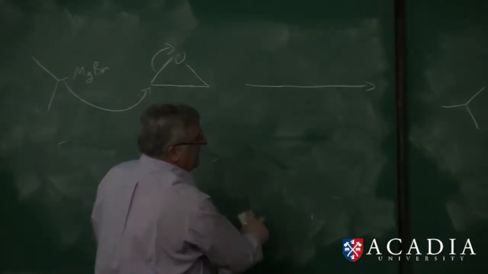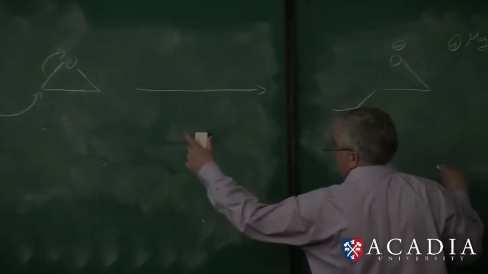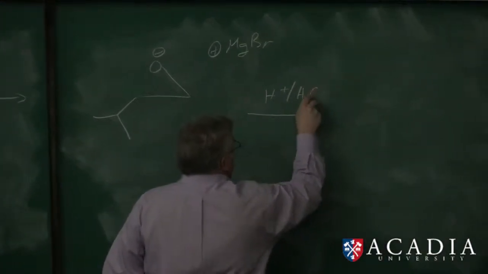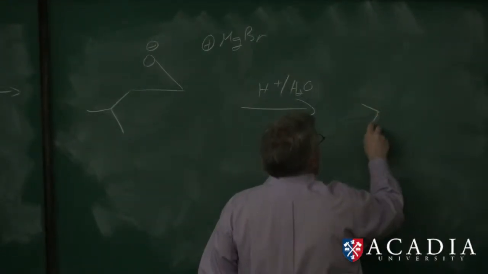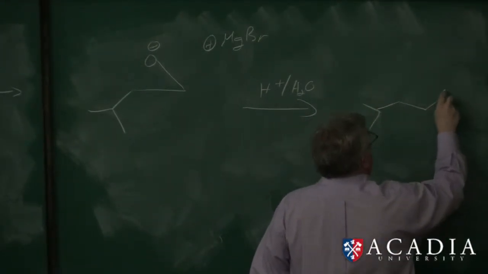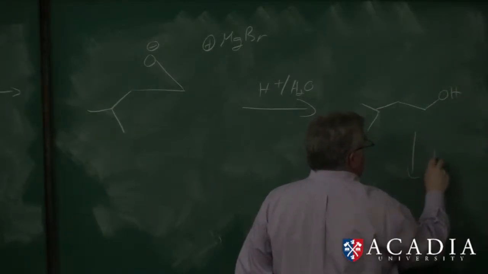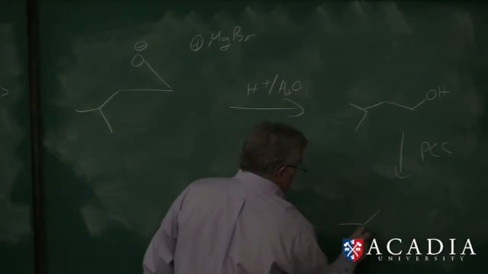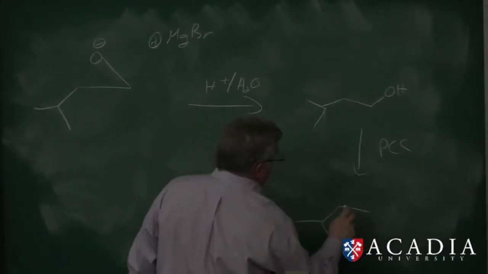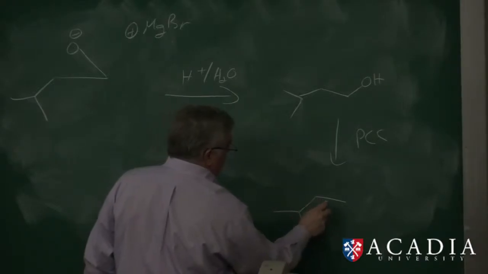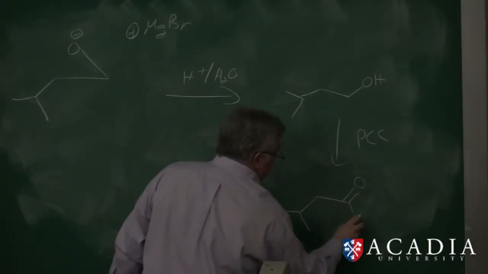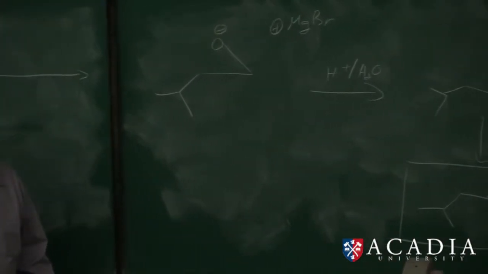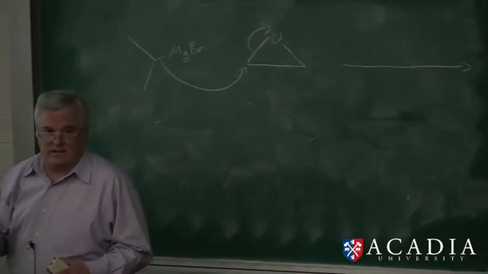So that's the first step in this reaction. That's number 1. Then number 2 is H plus, H2O. And then that's followed by PCC. So this is our final product. 1, 2, 3, 4, 5. That's all I'm looking for. So all I'm looking for is the products in these reactions.